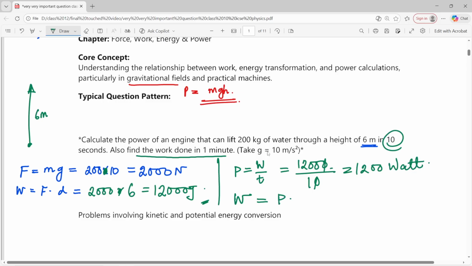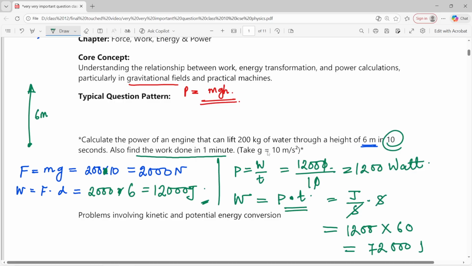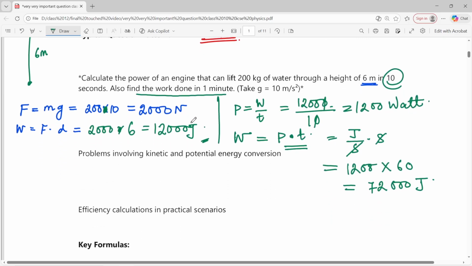Power is joule per second, and time is also in seconds, so those cancel and we get work done equals power into time. That means 1200 watt into the time, given as 1 minute, means 60 seconds, so that is 72,000 joule, the work done in 1 minute. You get this type of numerical, and if you know the formula, you can solve it very easily.